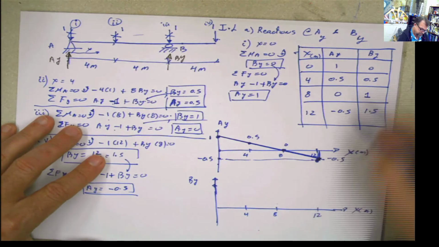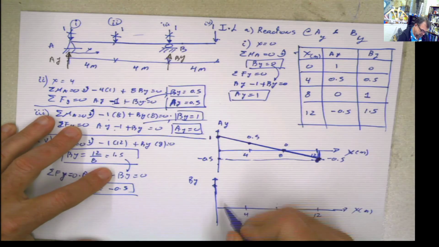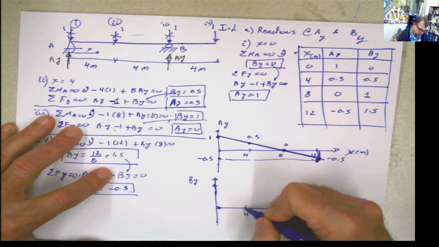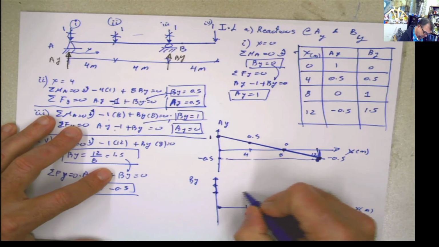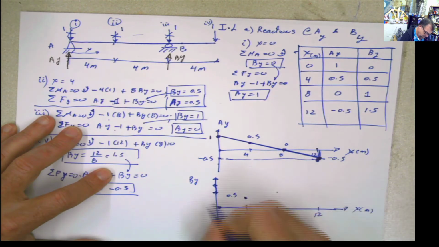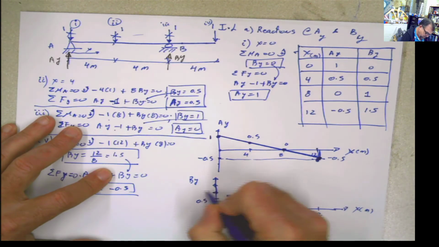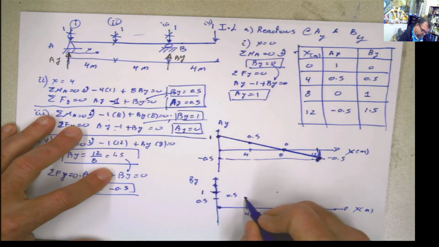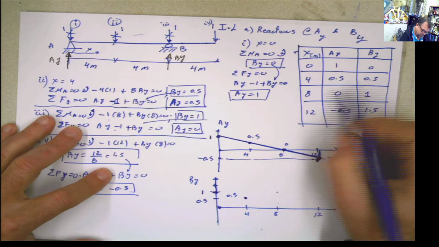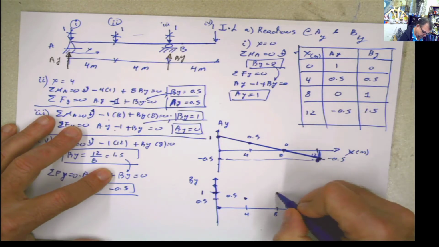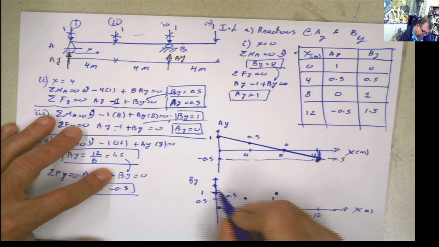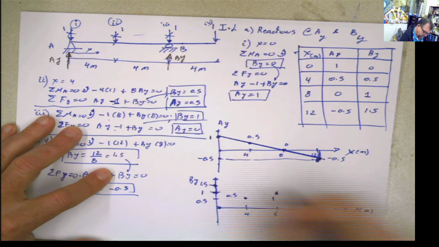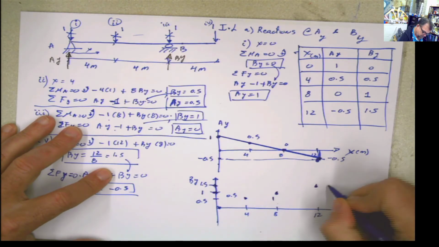Now for BY, which is this one, I'm going to start in 0. Then at this point, which is 4, is going to be 0.5. So let's put the 1 here. 1 is here. 0.5. Right there. 0.5. And then 8 is 1. Right there. And at 12 is 1.5. So 1.5 is going to be somewhere here, and 12 is going to be somewhere here, 1.5.